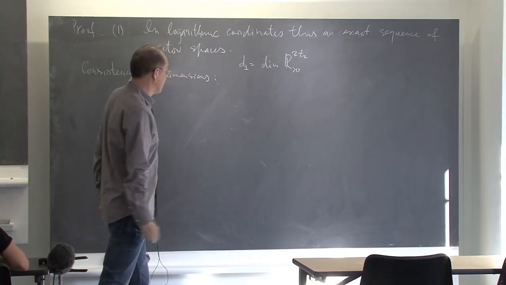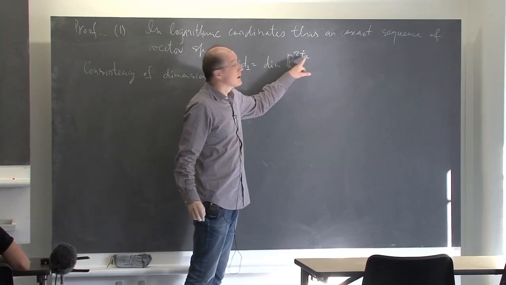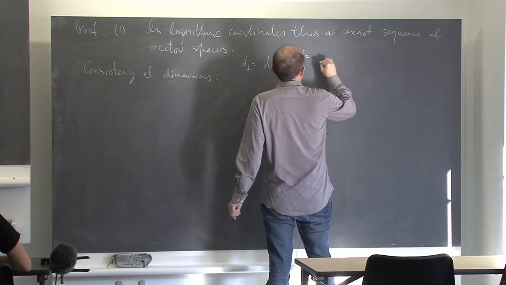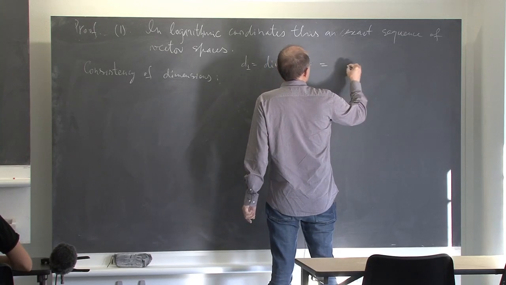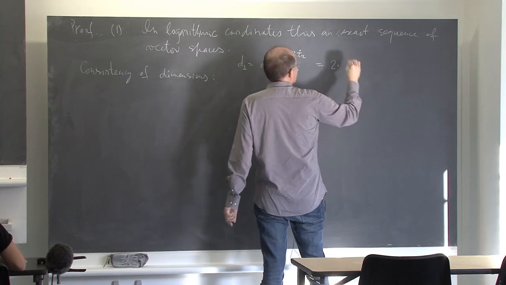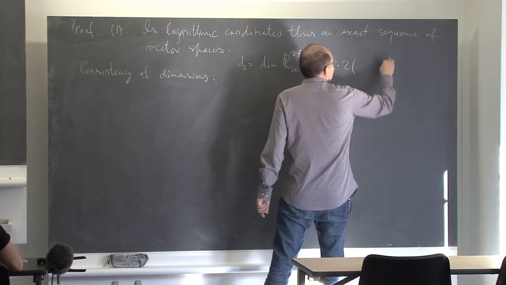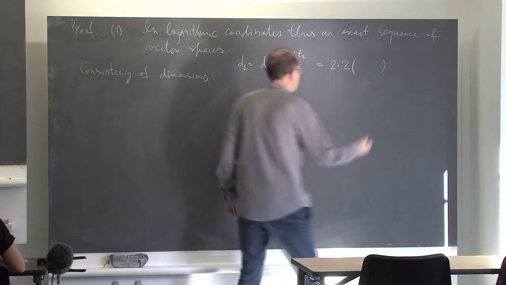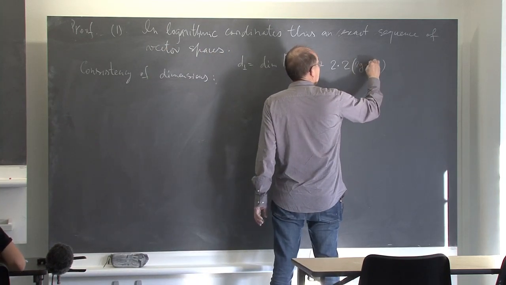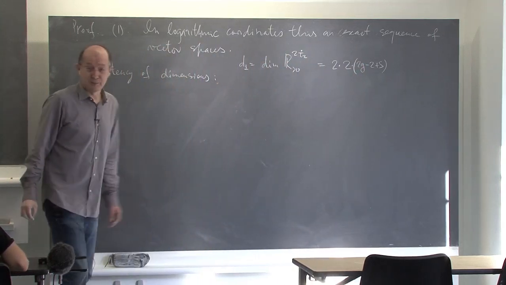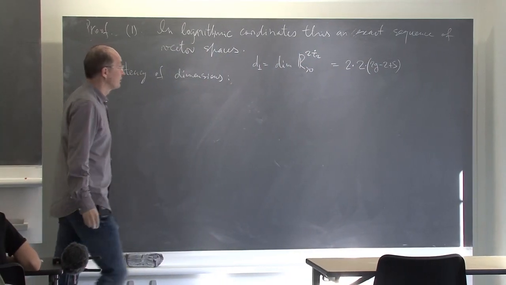Okay, so what is this? So this is twice the number of triangles, which is twice. So the number of triangles is twice the number which enters the negative Euler characteristic, which is 2g minus 2 plus s. Okay, that's the number, the dimension.